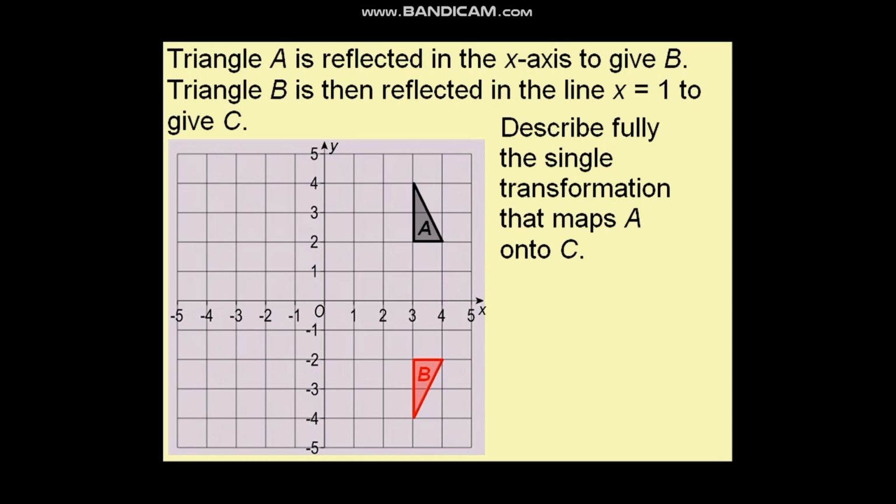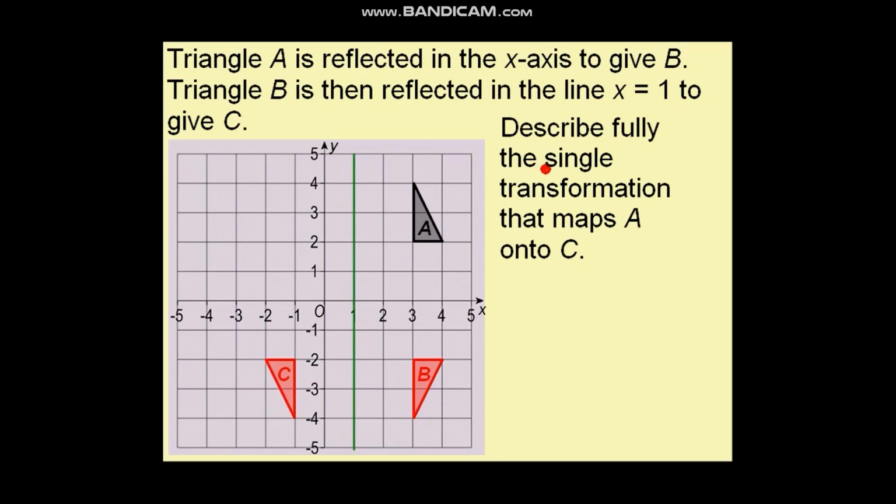The next line tells me that triangle B is reflected in the line x equals 1 to give triangle C. Now the hard bit here is finding the line x equals 1. Remember, this is a vertical line that crosses the x-axis at the number 1. So it's going to be this line here. So I draw that line and then reflect triangle B in it to give this result.